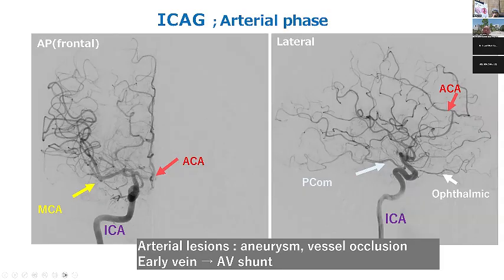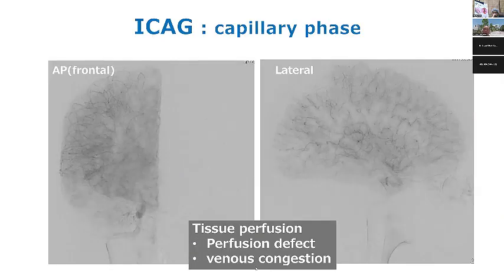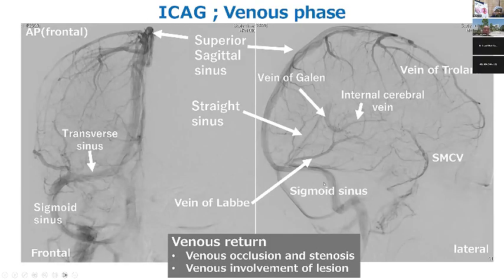Next is the capillary phase. This reflects tissue perfusion. We look for perfusion defects, venous congestion, and abnormal capillary patterns that may suggest pathology. In the venous phase, we assess venous drainage.